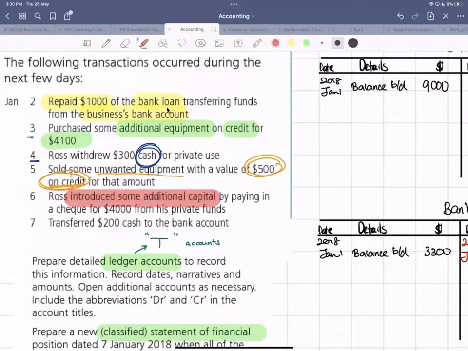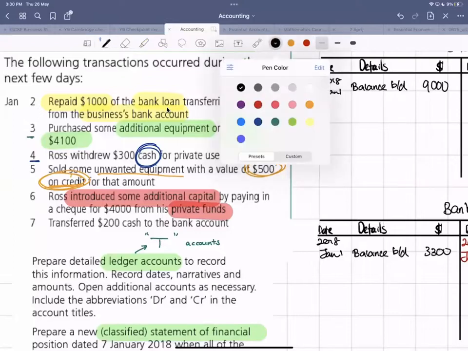It means that you bring in new money. Okay, you bring in new money from yourself. It's a private person. You bring money into your business. Okay, private funds. This is what we call private funds. You put it inside the bank account. Okay, so it'll be 4,000 inside the bank account.